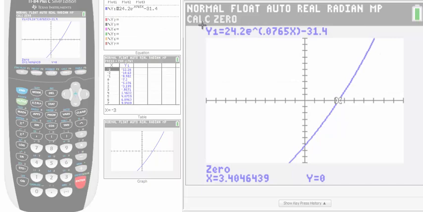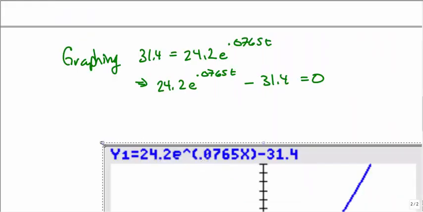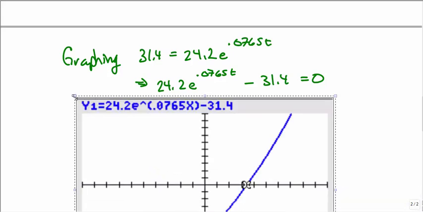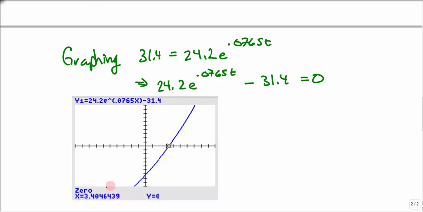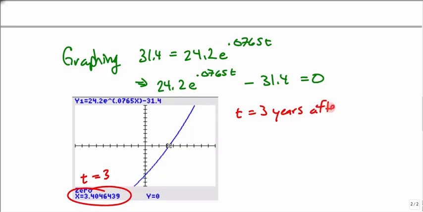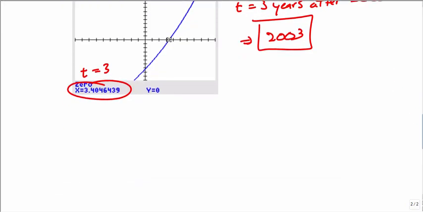So 3.40464, that looks just like we got when we did our work by hand. And again, that's giving us the number of years. So if I rounded that to the nearest year, as was suggested, this would round to t equal 3, because we were actually solving for t even though I have the variable x. So t equals 3 years after the year 2000. This implies the year 2003 is when this population will be at 31.4 million. So graphing is a nice little easy way to do this too, and to verify your solutions.